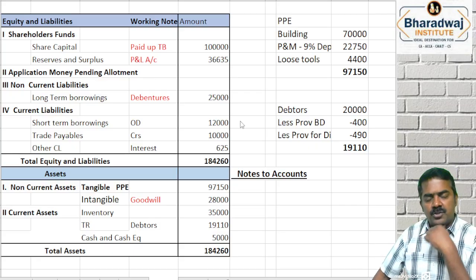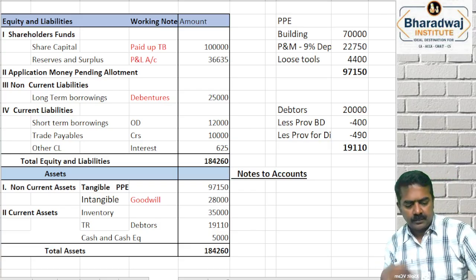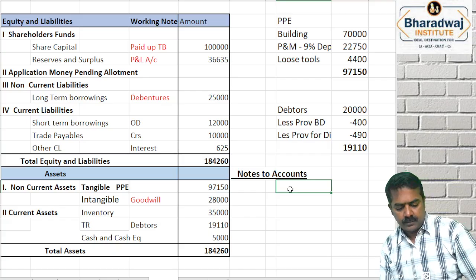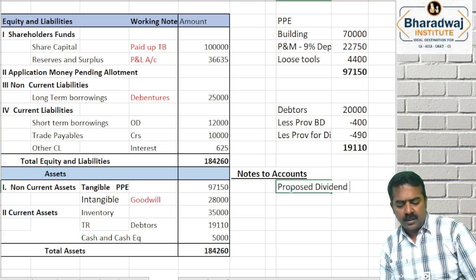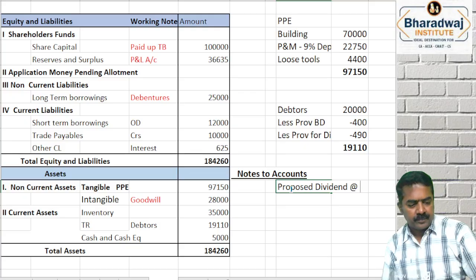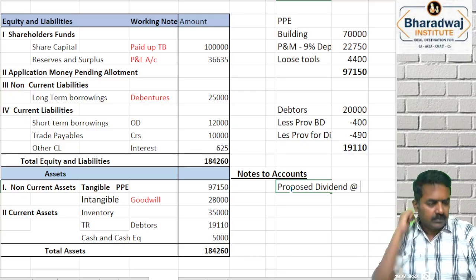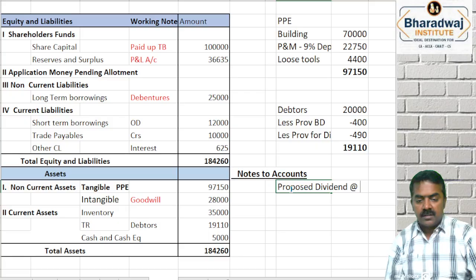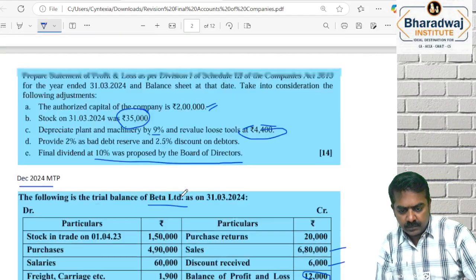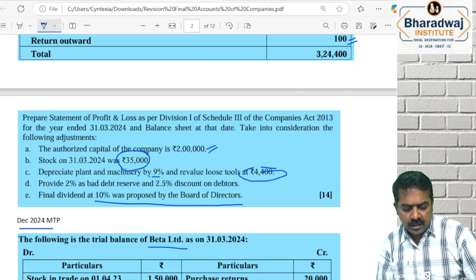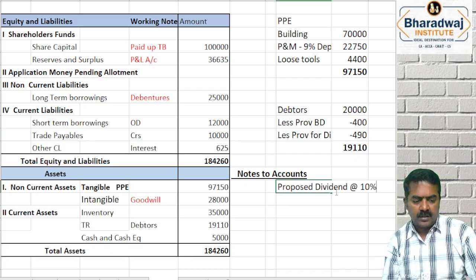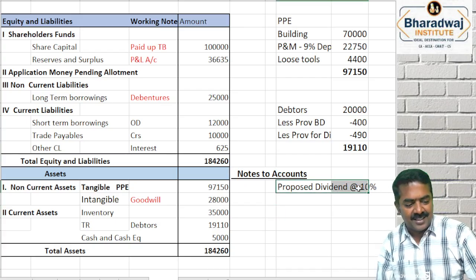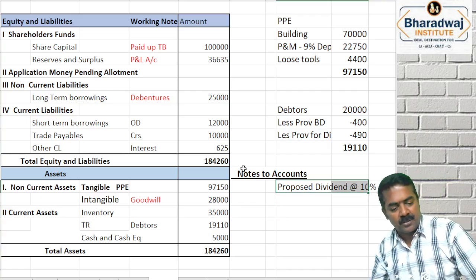As per company law also, it must be shown only as which one? Notes to accounts. At the rate of how much percentage? What is the percentage of proposed dividend? 10%. You should not write like this. The directors have recommended a dividend of 10%. Like that, you would write proper notes to accounts.